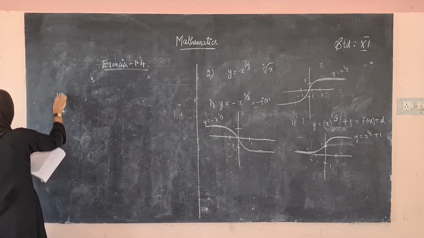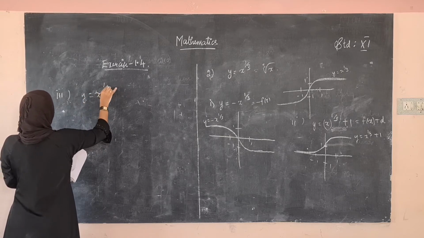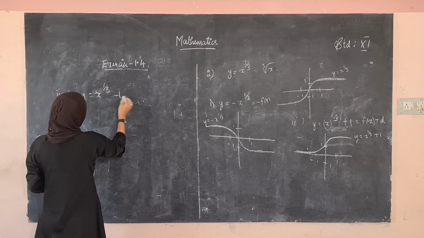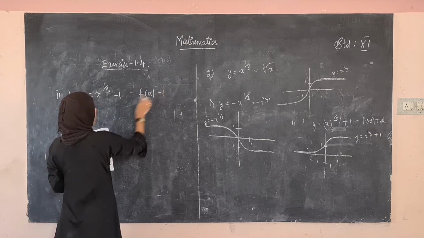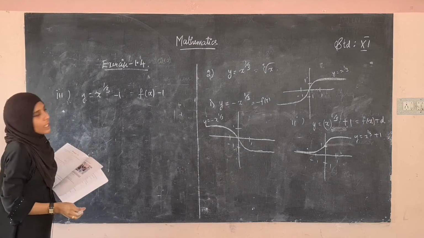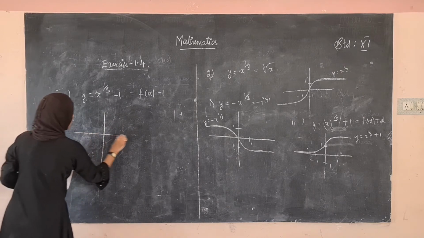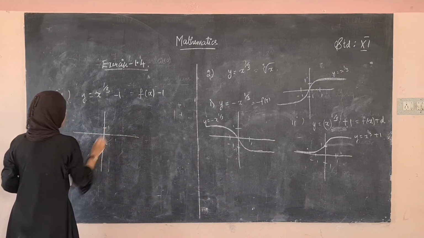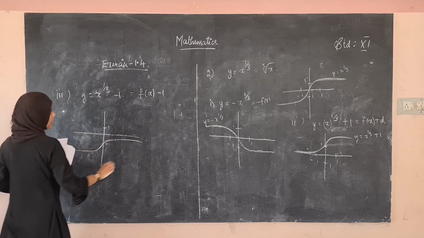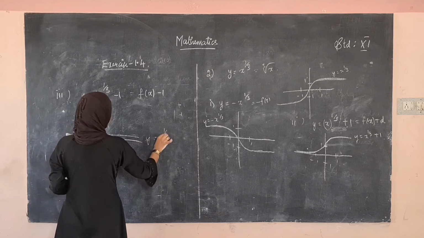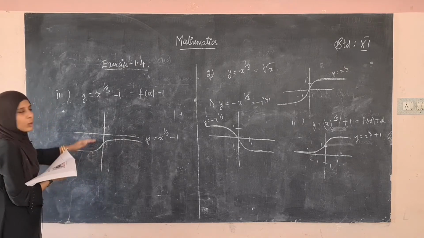See, the third subdivision is y is equal to x power 1 by 3 minus 1. See here, what is x power 1 by 3? That is f of x minus 1. It is in the format of f of x minus d. What happens? The curve shifts 1 unit downwards. Minus 1 and this is 1. So the curve will be like this. This is the graph of y is equal to x power 1 by 3 minus 1. Since it is in the format of f of x minus d, the curve shifts 1 unit downwards.